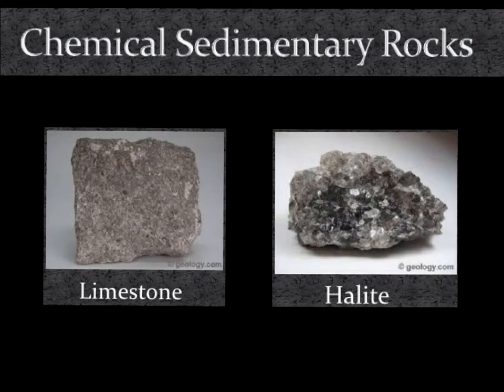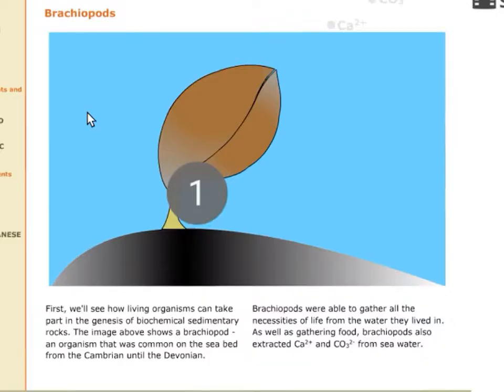Chemical sedimentary rocks. So the first animation is actually going to tell you how limestone is created, and that is actually formed from living organisms. And then in the second animation, it's about evaporites, which is how halite, common table salt, is actually created. Both of these are chemical sedimentary rocks, but they are formed differently. So please pay attention. This animation is going to show how limestone is formed.